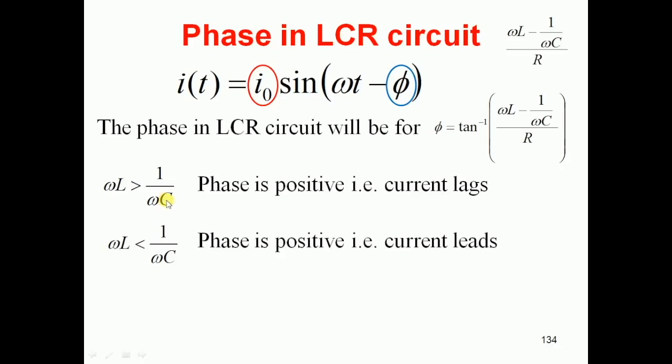in case omega L is greater than 1 over omega C. The second option is omega L less than 1 over omega C. Then the phase is negative and current leads. So here this value phi will be minus, and minus minus it will be plus, and the current will be ahead of voltage by that particular angle phi. Then if omega L is equal to 1 over omega C, there will not be any phase difference. The current in the circuit will be in phase with voltage.